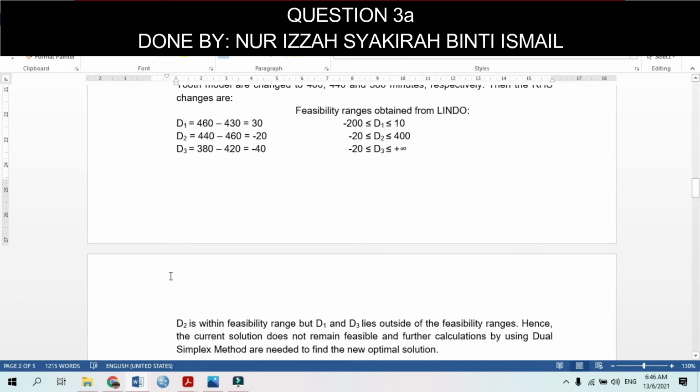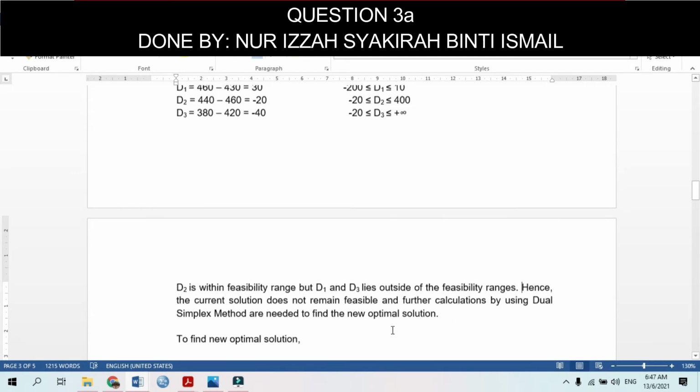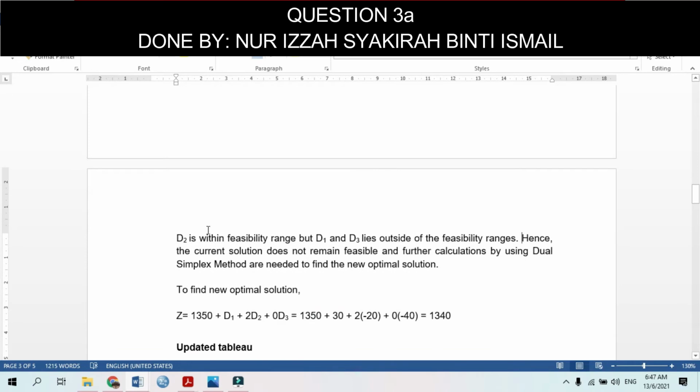As we can see here, D2, which is equal to negative 20, is within the feasibility range. But D1, which is equal to 30, exceeded the maximum allowable increase, and D3, which is negative 40, exceeds the maximum allowable decrease. Hence, the current solution doesn't remain feasible, and further calculations are needed to find the new optimal solution by using the dual simplex method.